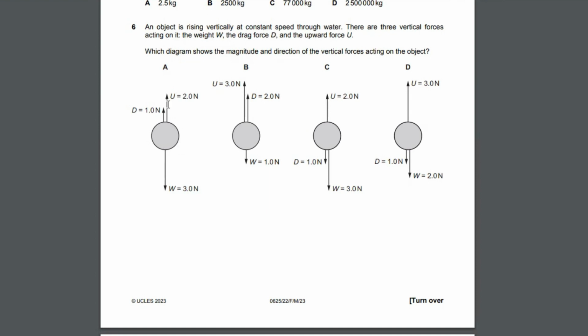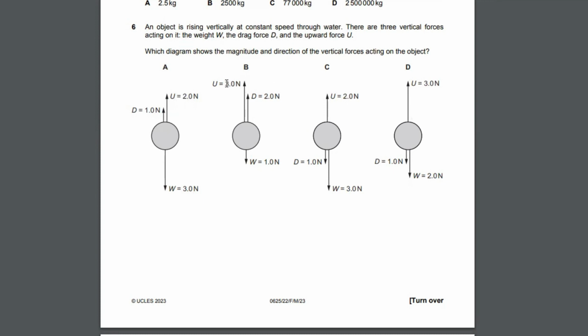So it is rising through water at a constant speed. There are three vertical forces acting on it: the weight W, the drag force D, and the upward force U. Which diagram shows the magnitude and direction of the vertical forces acting on the object? Okay, so as it is moving with constant speed, that means there is no resultant force. So the upward forces should match the downward forces. So the first option tells you that the total force acting upwards is 3 and downwards is 3. So the first criterion is checked. That means it is moving at constant speed.